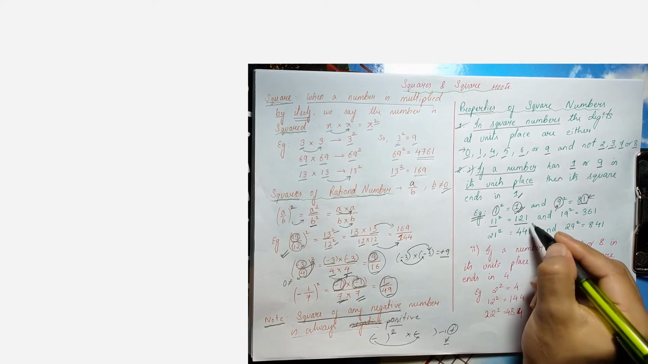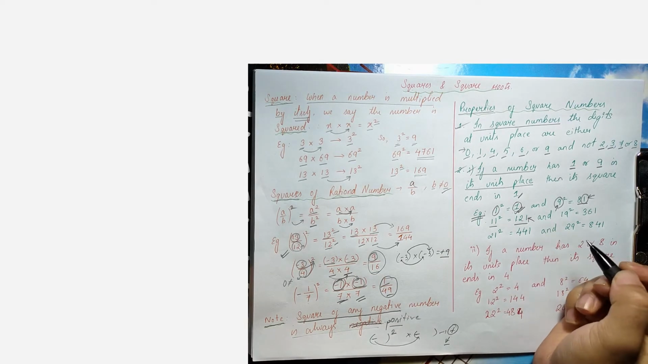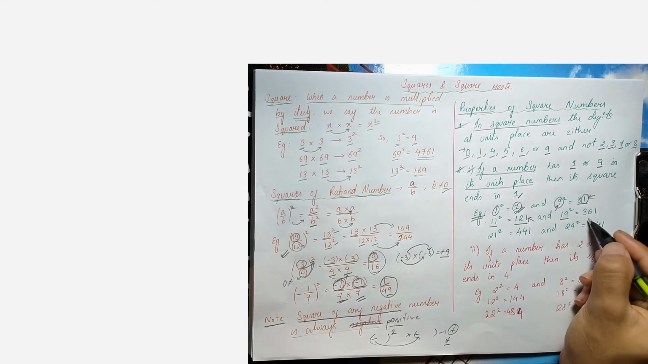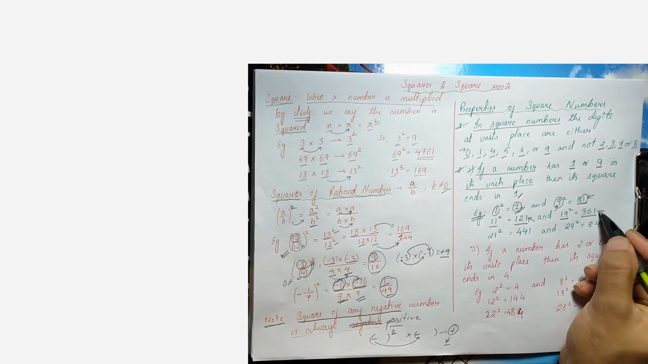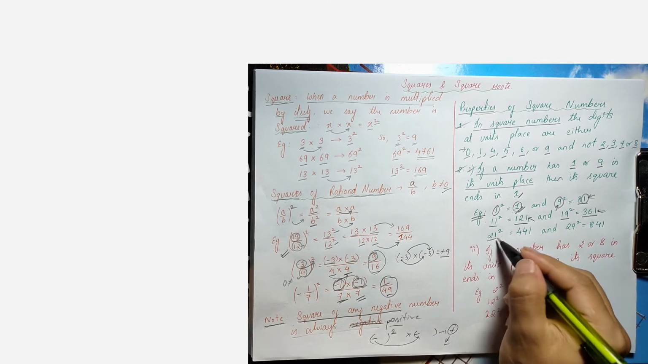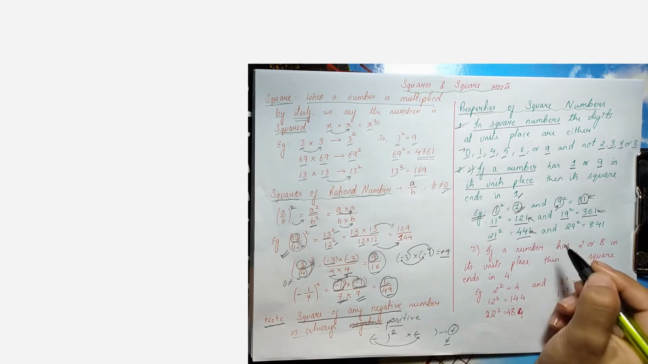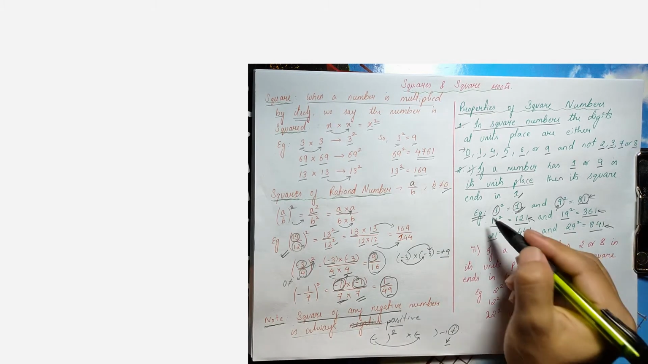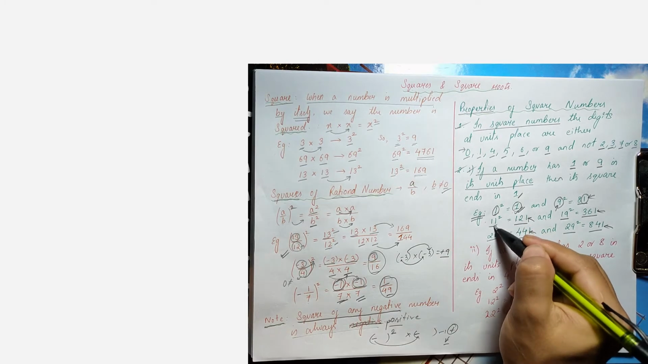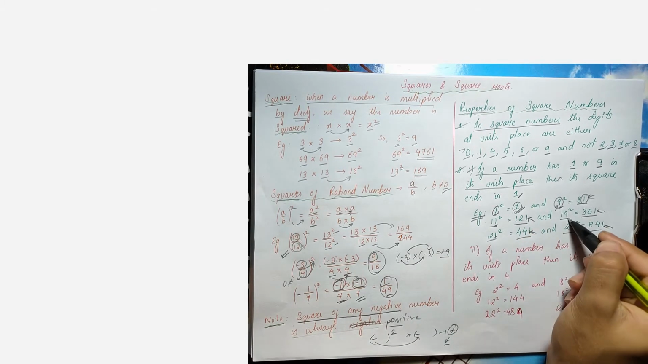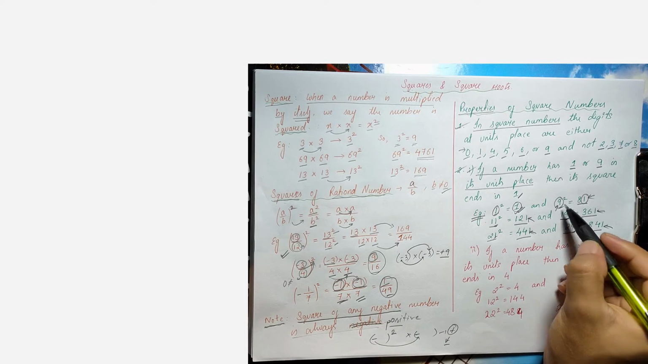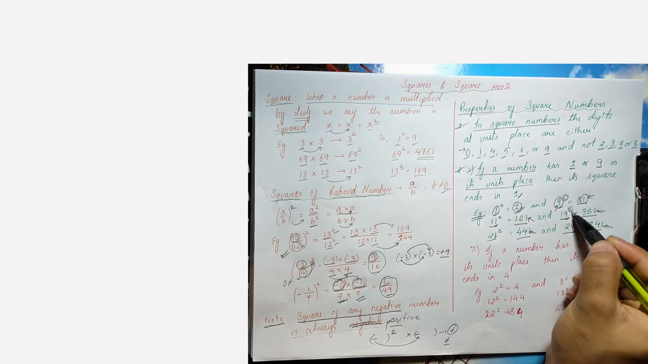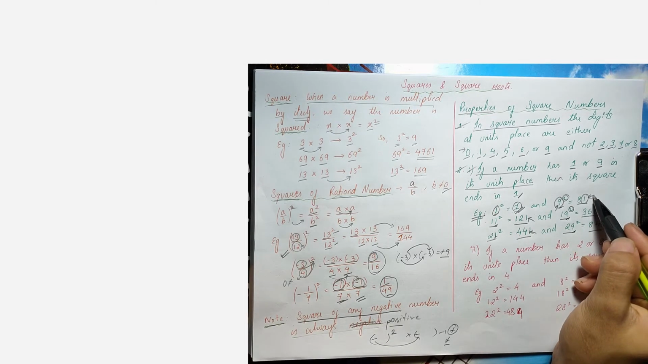11 square is 121. Again the end digit is 1. 19 square is 361. Again the end digit is 1. 21 square 441. End digit is 1. 29 square 841. End digit is 1. So if we have 1 or 9 as our end digit, and if we square them, then we will definitely get our last digit in the answer to be 1.